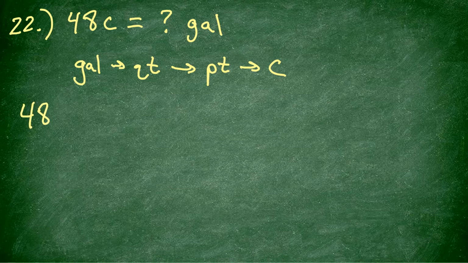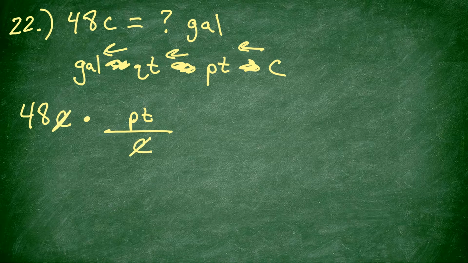So I'm going to do 48 cups times... actually I'm going vice versa, guys. I wrote it down backwards. I'm actually going to go cups to pints, pints to quarts, and then quarts to gallons. So sorry about that. So I want to turn these cups into pints. So I'm going to put pints on top, and I'm going to put the cups on the bottom, because then the cups will cancel. So there's 2 cups for every 1 pint.